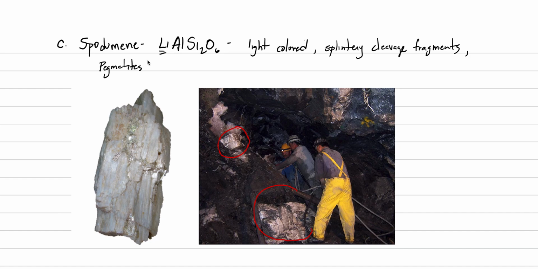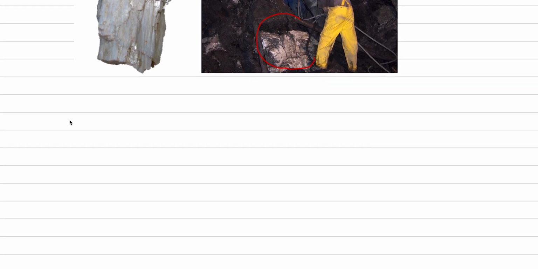Oftentimes with other lithium minerals, like our lilac-colored phyllosilicate. What was the name of that? Oh, yeah, lepidolite. They may occur together. And if it's in a high enough abundance, this can be a major ore of lithium, although ocean brines tend to be a bigger source today. There's spodumene. Read more about it in the textbook if you'd like.